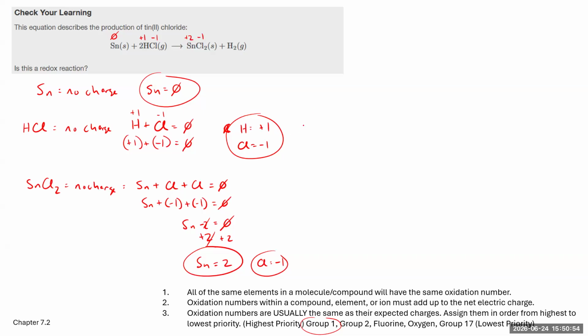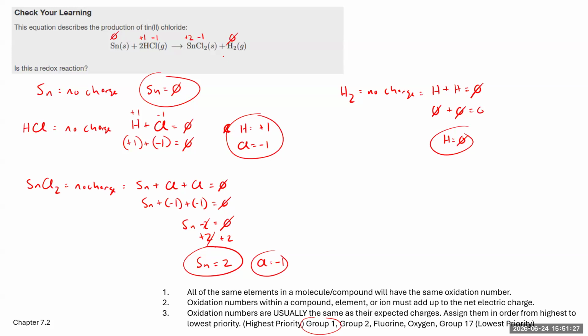All right, let's take a look here. H2, there's no charge, so that adds up to 0. So H plus H equals 0. The only thing that adds up to 0 is 0, right? We can't do group 1 because if it was +1 that would equal 2, and we can't do that. So H equals 0. Let's write that up there.